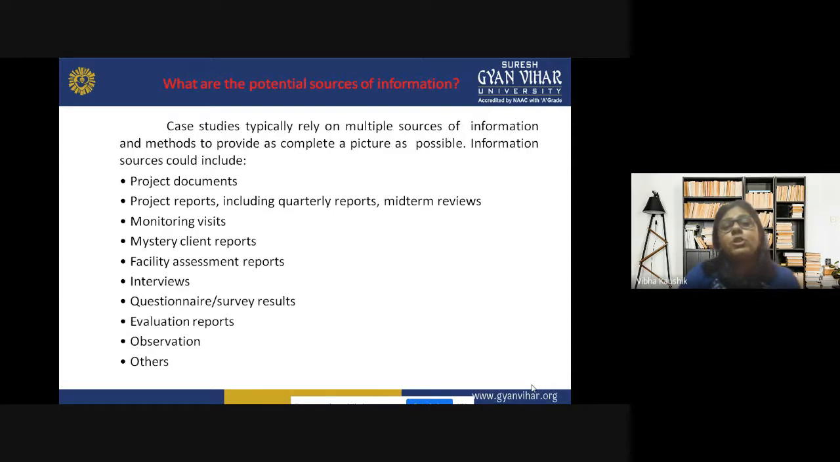What are the potential sources of information? Case studies typically rely on multiple sources of information, which means you can collect information from various sources and methods to provide as complete a picture as possible. Information sources could include project documents, project reports including quarterly reports, midterm reviews, monitoring visits, client reports, facility assessment reports, interviews, questionnaire survey results, evaluation reports, observation, and others.